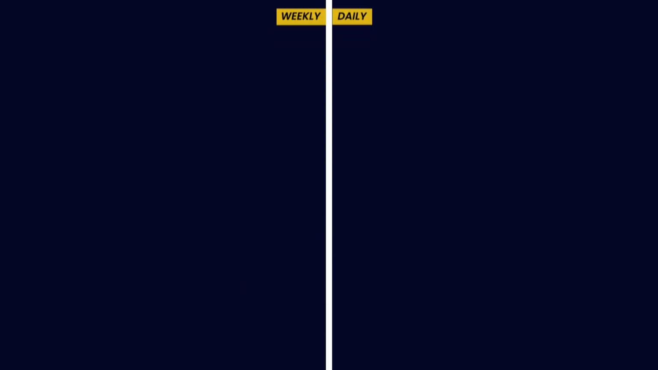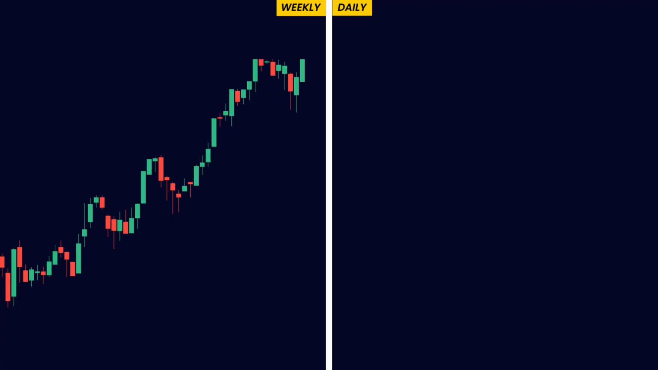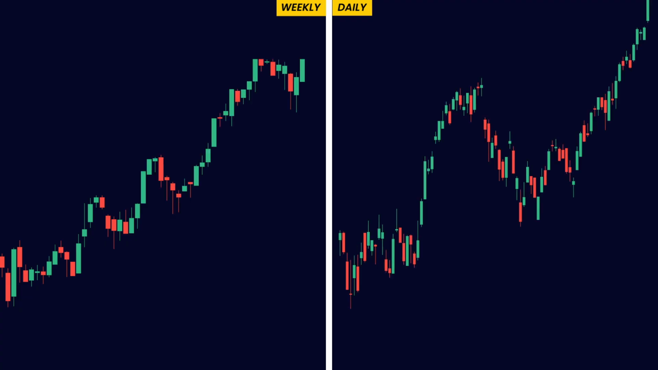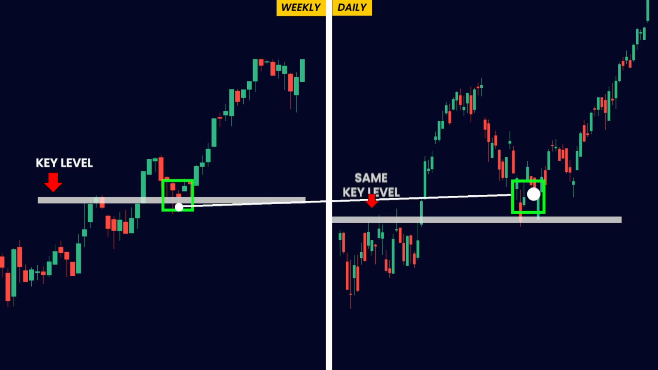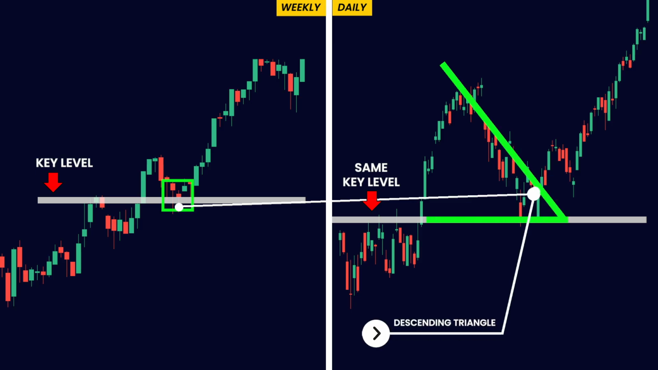Now let's compare the weekly and daily charts. On the left is the weekly Microsoft chart, and on the right is the daily. The key level and area of confluence we identified on the weekly chart is the same one seen on the daily. In this case, we got a clear descending triangle at the area of confluence. When price broke out above it and formed a higher high, that confirmed a trend reversal from downtrend to uptrend.